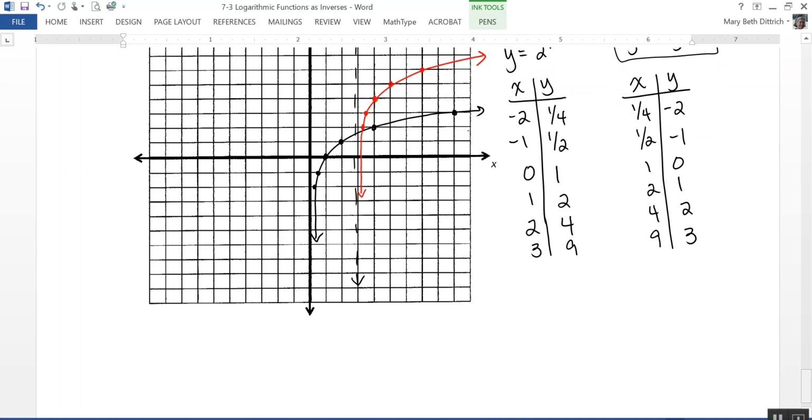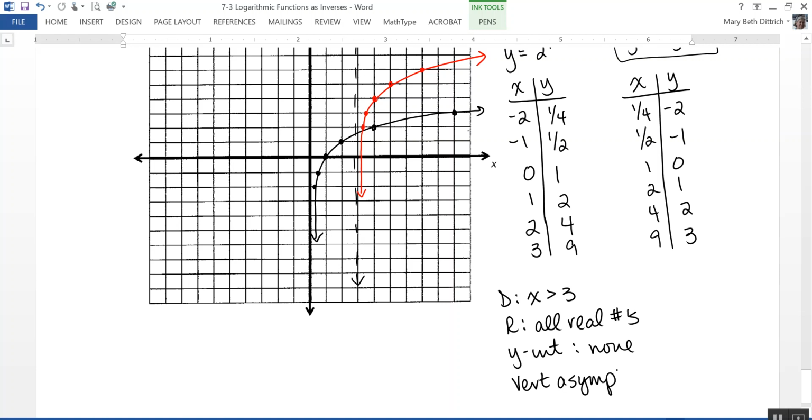So let's identify our domain and range. The domain is x is greater than 3. Notice that I don't have any points that are going to the left of my asymptote x equals 3. My range again is all real numbers. Okay, my y-intercept, I have none. It does not cross the y-axis. Oops, I write none instead. And I have a vertical asymptote at the line x equals 3.